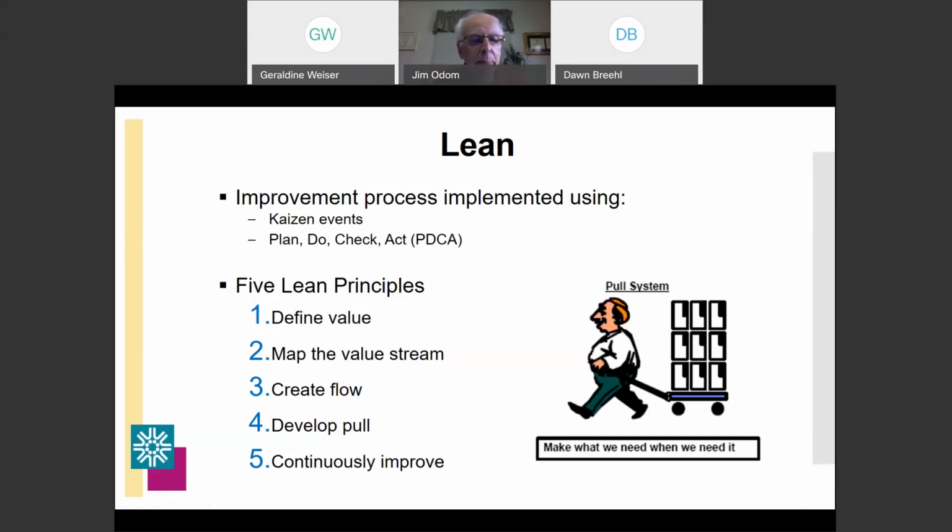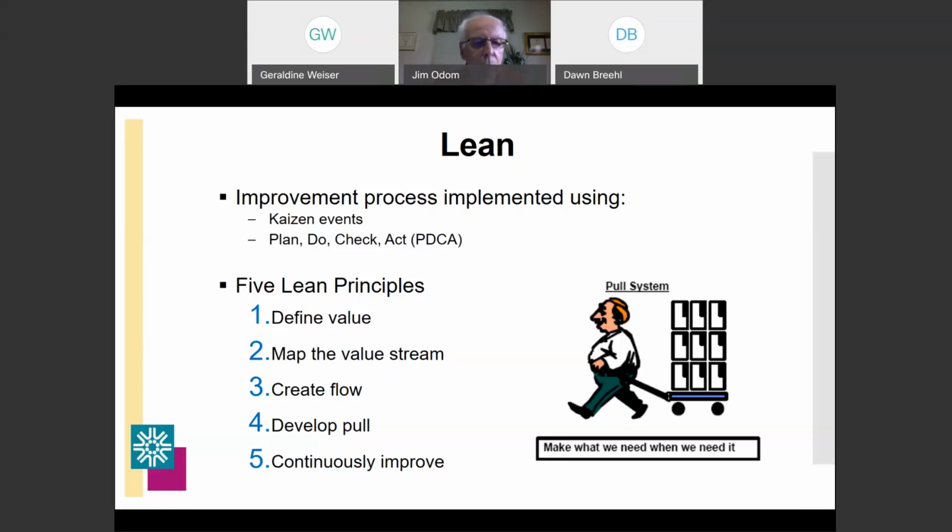The next lean principle is mapping the value stream. The value stream is considered from the time that your customer requires a product or service until you get paid for that product or service. It's all those different steps from the beginning until you actually receive your money. And really what you want to do, like the next step talks about, is creating flow. You don't want any hang-ups. You want to make sure that process flows as quickly and evenly as possible from one step to the next. So we create flow.